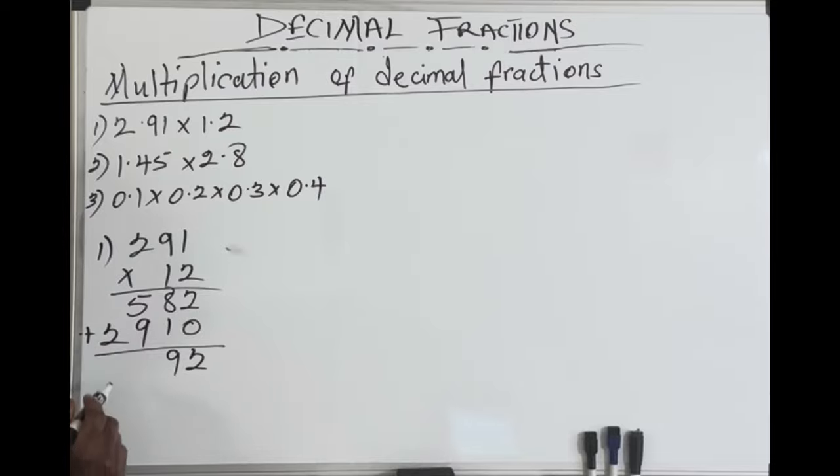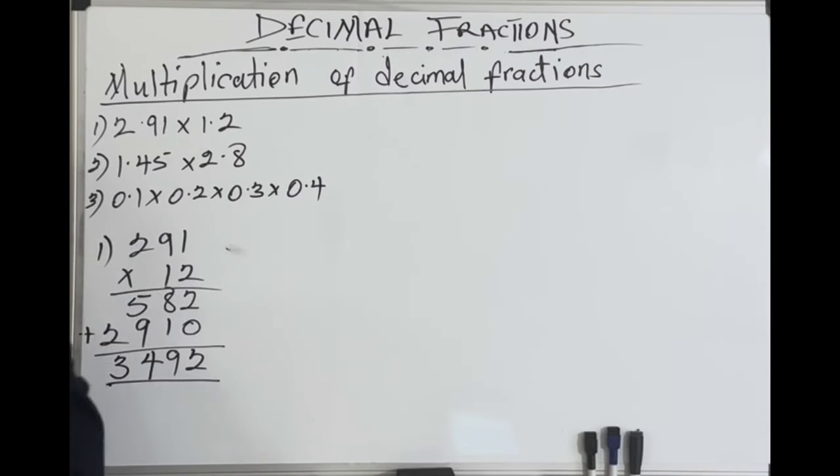9 plus 5 will give us what? 14. So 4 and then 3. So the final answer will be 3,492. But remember, we are multiplying in decimals. And then we said after you multiply it in a normal way, then you can count the number of decimal places and then you equate it in the final answer.